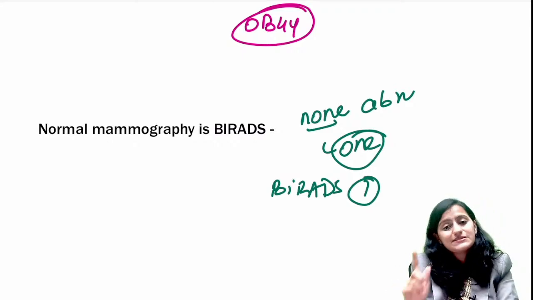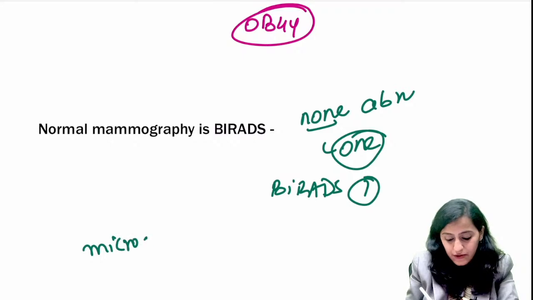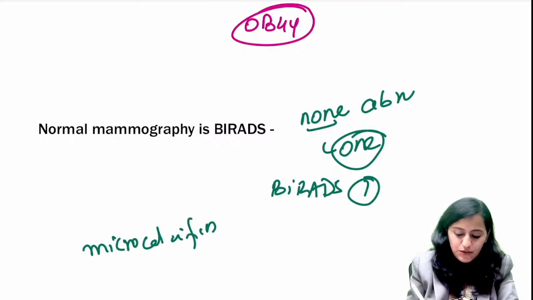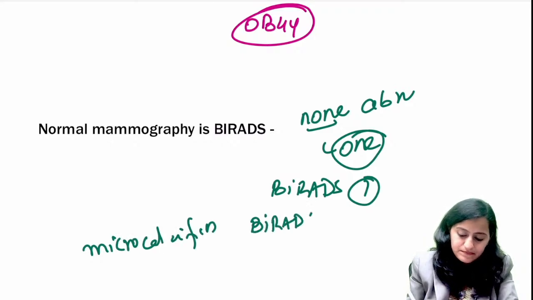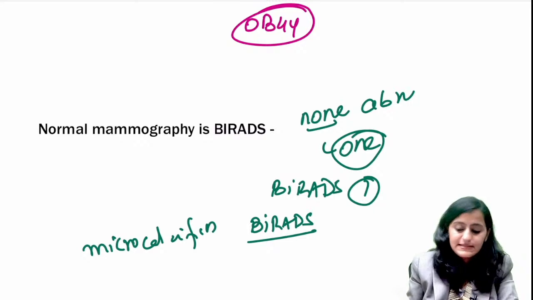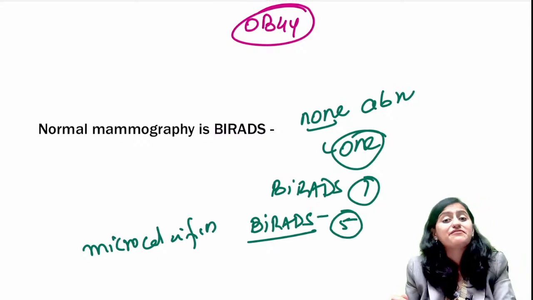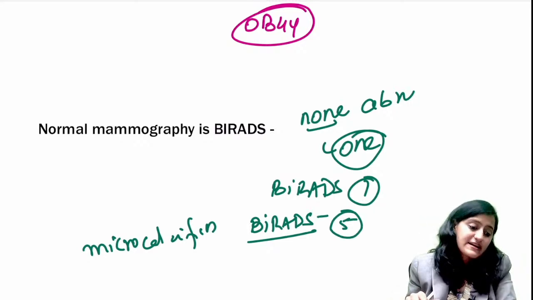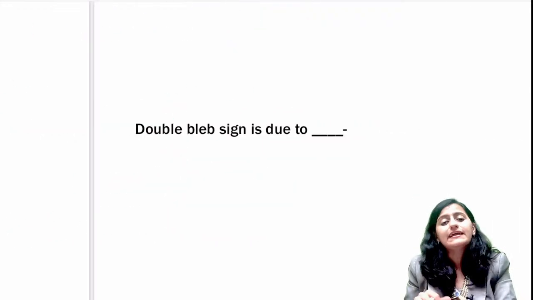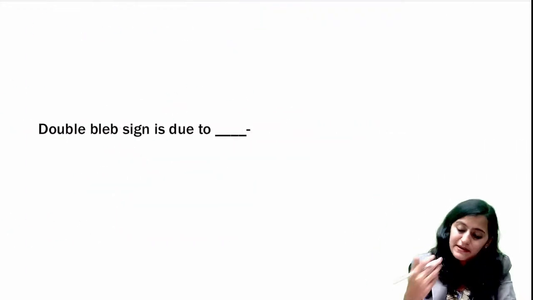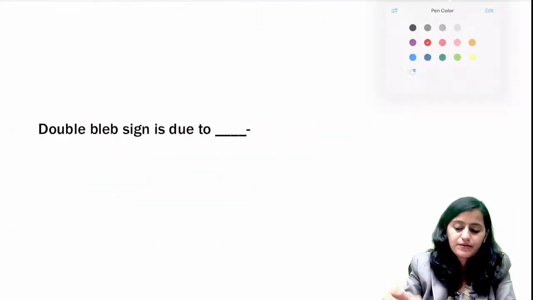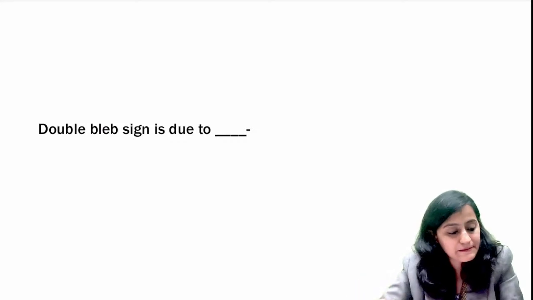So 1 is normal. If there is microcalcification present, then you will call it BIRADS 5, highly suspicious of cancer. Okay, 2 is benign. Like fibroadenoma is 2. Okay, 1 is normal, 2 is benign.